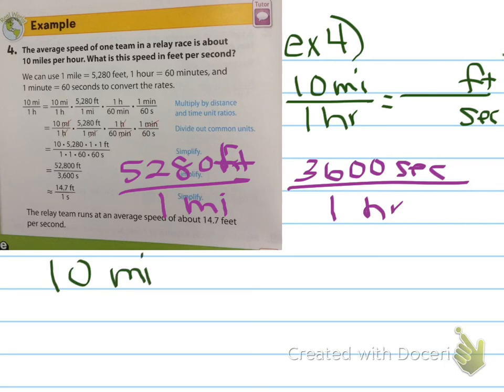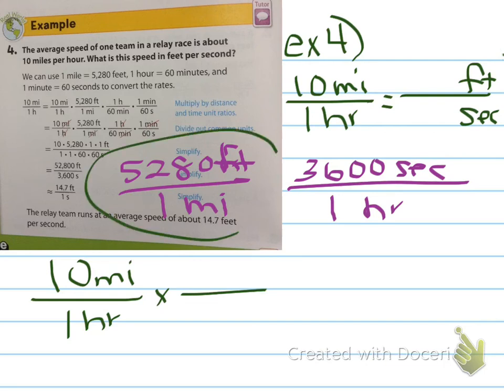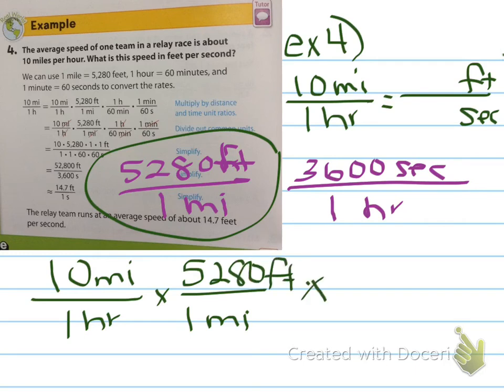So we've got our 10 miles. Okay, I'm writing too spaced out because we're going to need more space. All right, 10 miles in 1 hour. And times. And now my magic one for my miles is my 5,280 feet in 1 mile. I know my mile needs to be on the bottom because I need to cross simplify to get rid of it, right? So I'm going to put it on the bottom there. Now that cross simplifies out my miles, but I still have to get rid of hour.